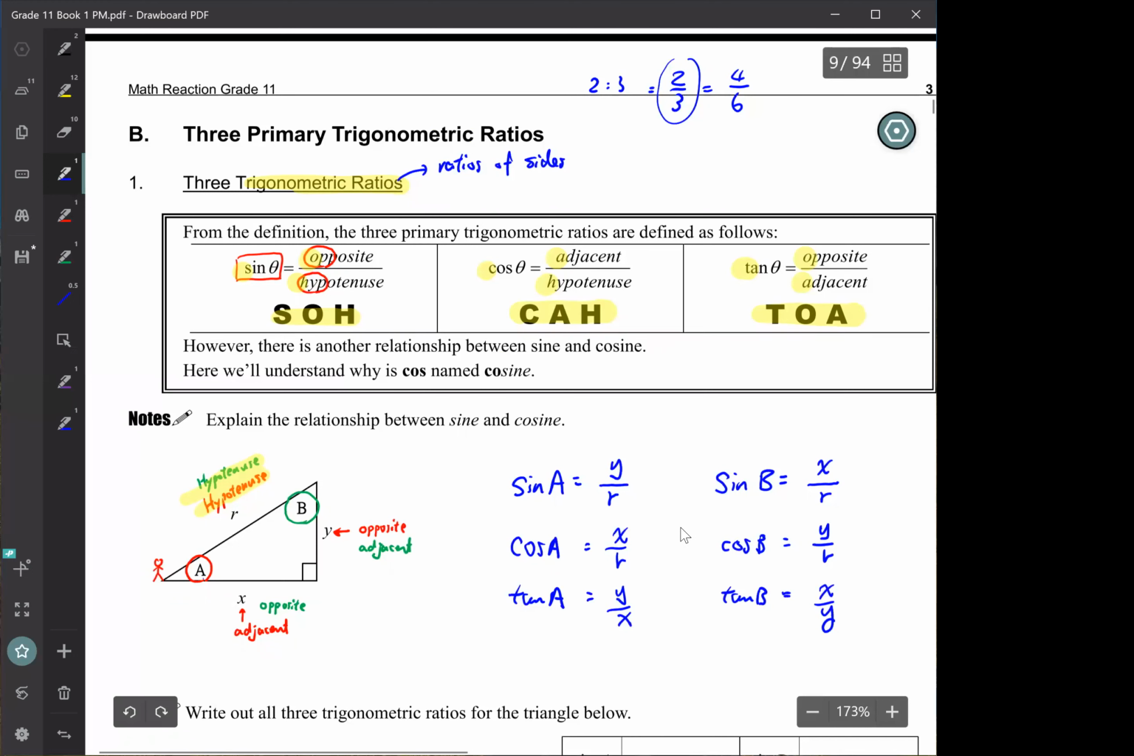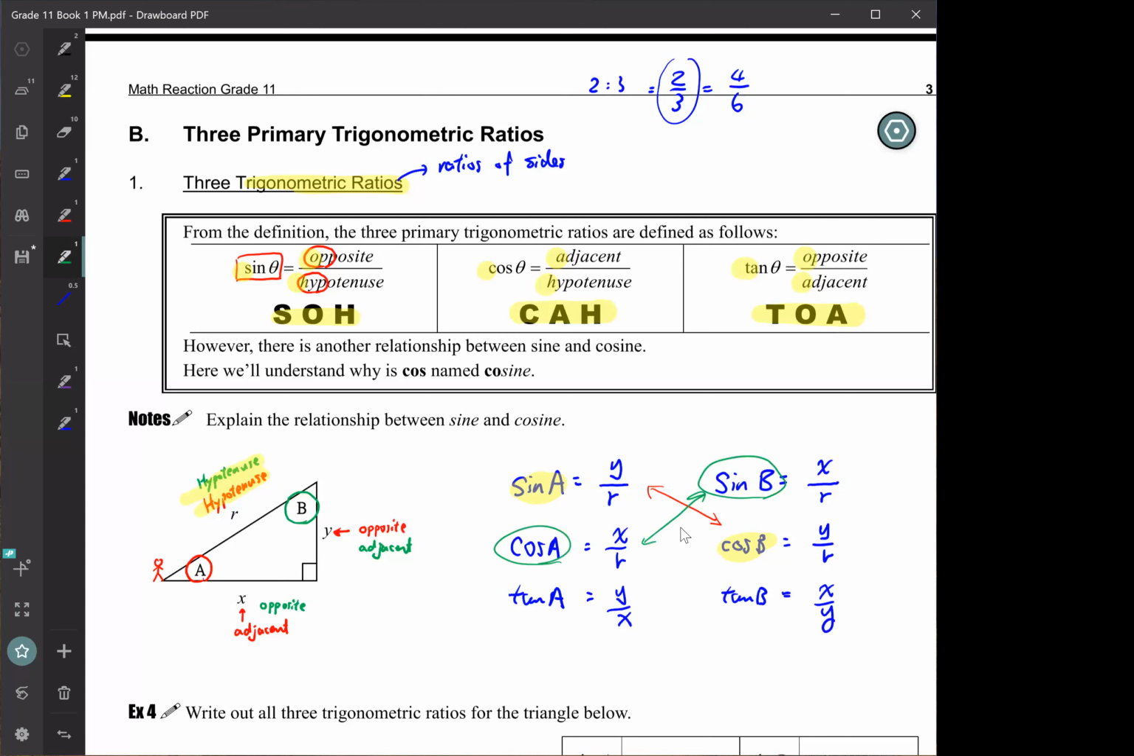Also, one thing very interesting to see is that some of them are repeating, right? The answers are the same. Like sine A is y over r. Cosine B is also y over r, right? So these two are the same, sine and cosine. Same thing with the x over r, cosine A, sine B, they are the same. So just keep in mind, if it's looking from a different angle, then sine and cosine are the same.